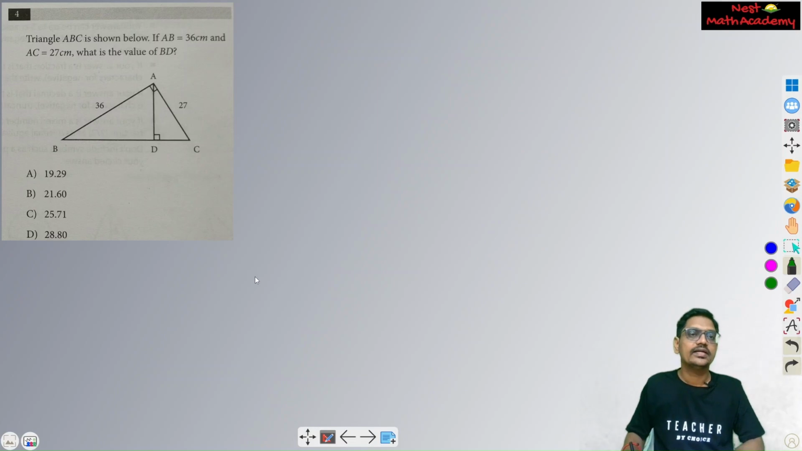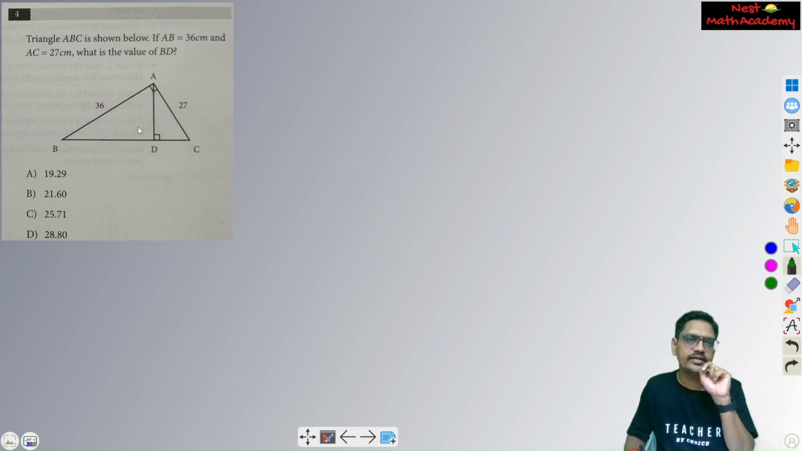Question number 4. The triangle ABC is shown below. If AB is 36 centimeters, AC is 27 centimeters, what is the length of BD? In a right angle triangle, we have the concept of similarity. When you drop a perpendicular from the 90-degree vertex to the opposite side, a total of 3 triangles are there which are similar to each other. The smaller ones ABD and ADC and the bigger one ABC. All 3 are similar.